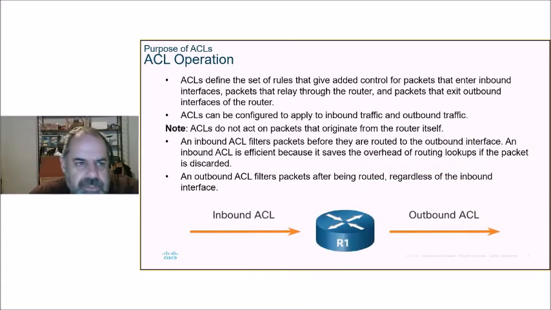So, ACL operation. They define the set of rules that give added control for packets that enter inbound interfaces, packets that relay through the router, and packets that exit outbound interfaces. ACLs can be configured to apply to inbound traffic and outbound traffic. Note, ACLs do not act on packets that originate from the router itself. An inbound ACL filters packets before they are routed to the outbound interface. An inbound ACL is efficient because it saves the overhead of routing lookups if the packet is discarded. An outbound ACL filters packets after being routed, regardless of the inbound interface.